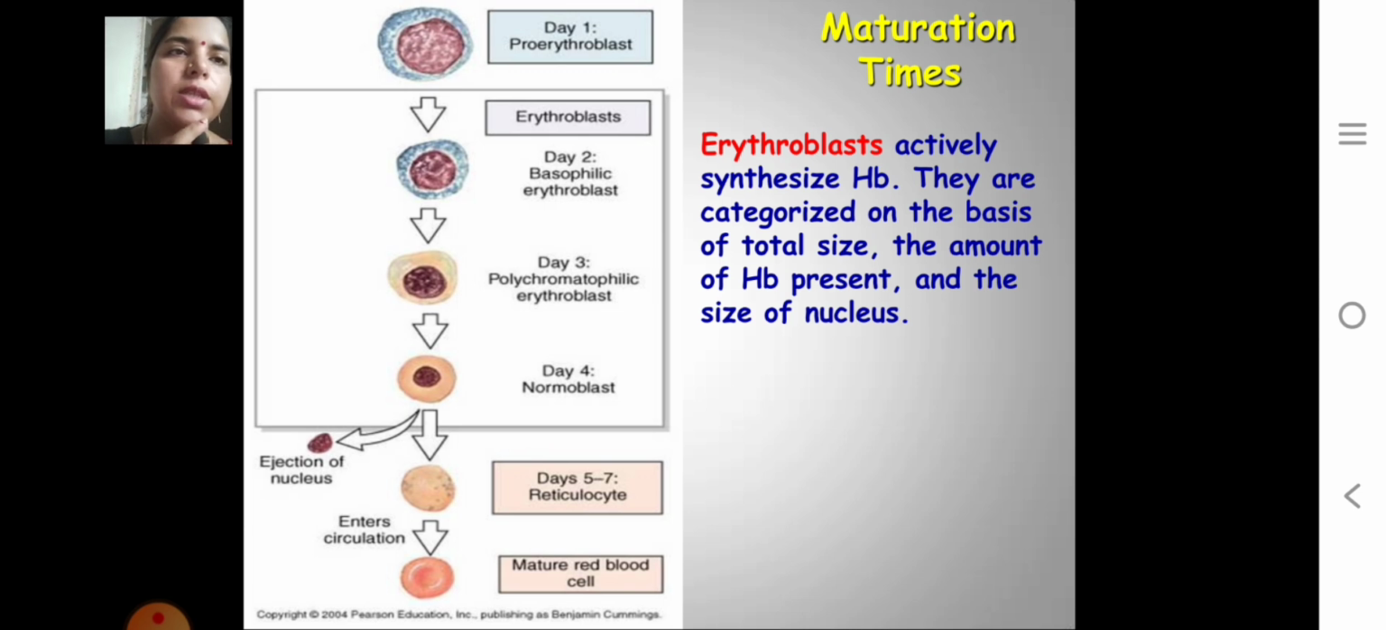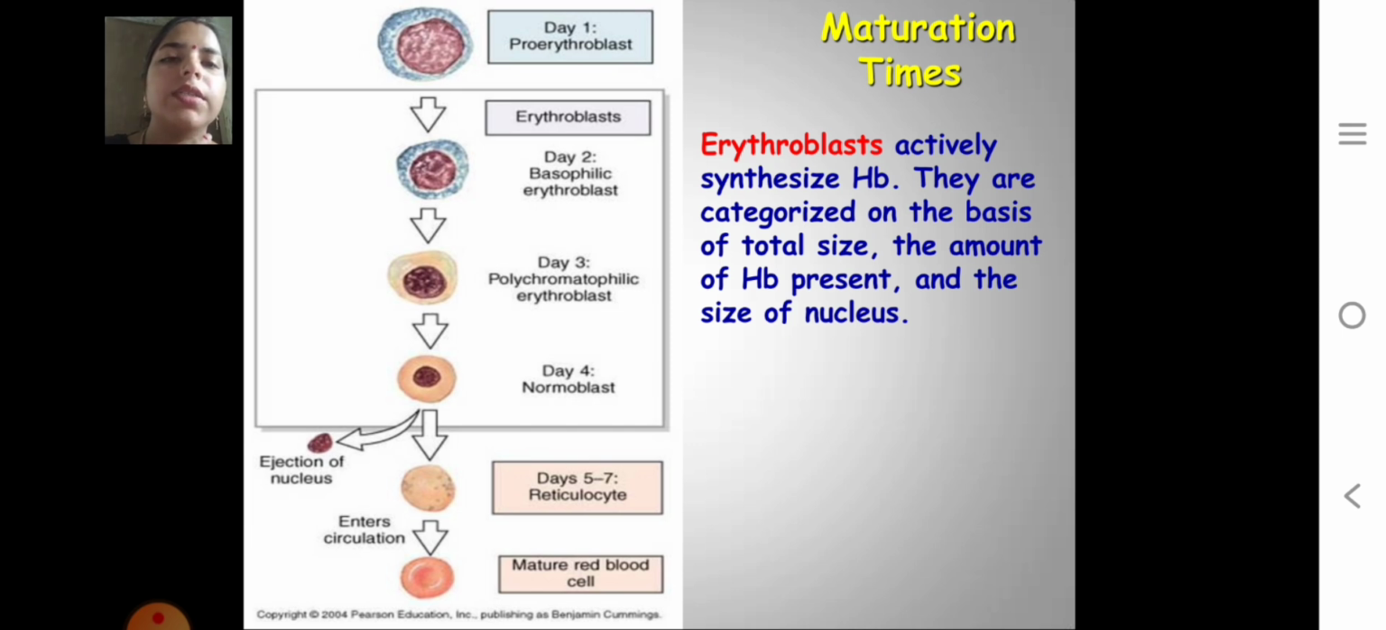They actively synthesize Hb. They are categorized on the basis of the total size, the amount of Hb present, and the size of the nucleus. Day 1, the proerythroblast is converted into the erythroblast. Day 2 is the basophilic erythroblast. Day 3, polychromatophilic erythroblast, and day 4 is converted into the normoblast. Ejection of the nucleus, and on day 5 to 7 it is converted into reticulocytes and enters the circulation as mature red blood cells.